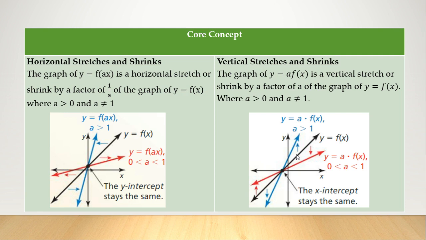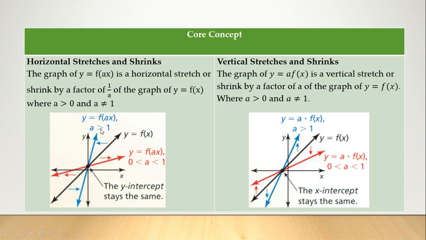Now, what can make a big difference is what it looks like in the equation. So here we've got f of a of x, and this is a of f of x, a times f of x. Where a happens makes the difference between calling it a horizontal stretch or shrink or a vertical stretch or shrink. Okay?